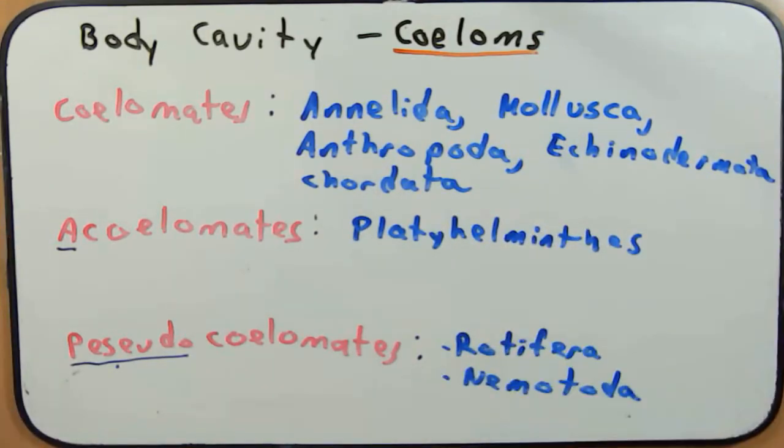If you're keeping score at home, you might have noticed that I left off Porifera, Ctenophora, and Cnidarians. And that's because those three groups either have no symmetry, like the Porifera, or they have radial symmetry, like Ctenophora and Cnidarians. Only animals with bilateral symmetry, such as the ones listed here, will be a coelomate, an acoelomate, or a pseudocoelomate.